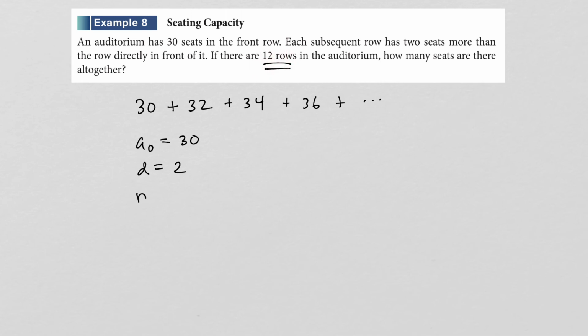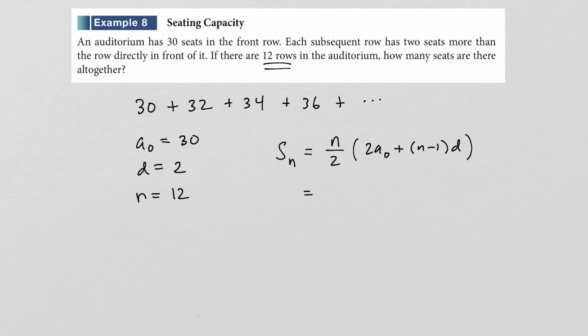So we have n is equal to 12. And we can find the sum of these first n terms by using the formula n divided by 2 multiplied by 2a naught plus n minus 1 times d, right? That's the formula from earlier.